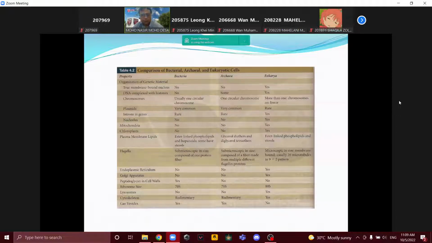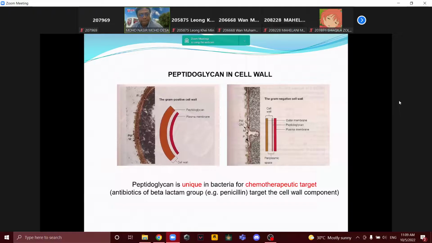Okay, so this is the summary. I want you to look at this table to see the differences between bacteria and the higher groups. What are the differences? There are other differences which we don't have much time to discuss.